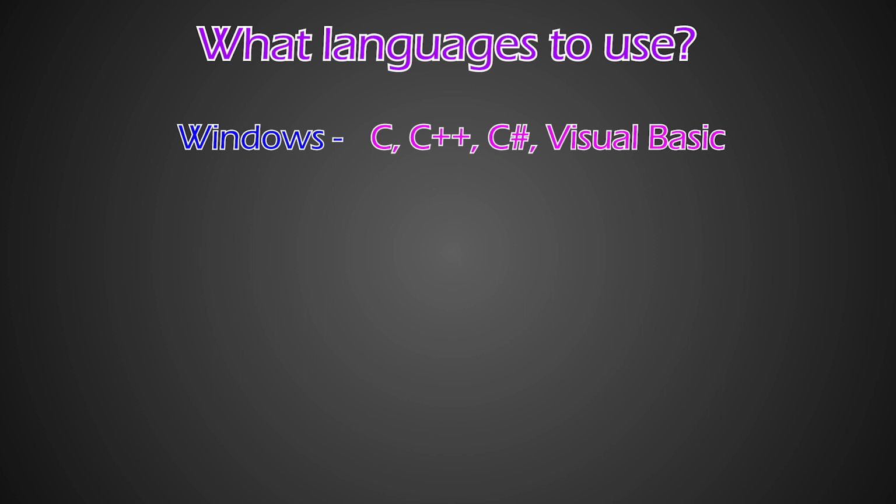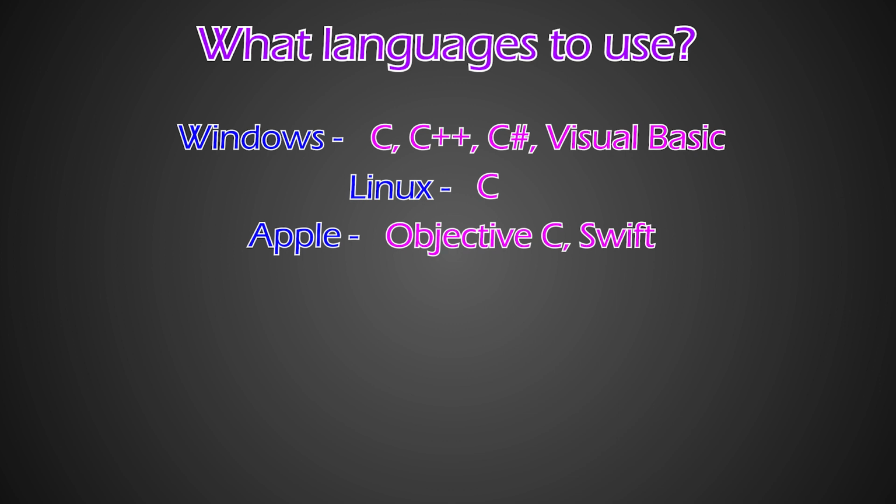So if you wanted to build a Windows application, I would highly recommend you learning C, C++, C#, or Visual Basic. If you want to build a Linux application, you would likely want to learn C. If you want to build software for Apple devices, you could use Objective-C or Swift, but I highly recommend Swift. If you're interested in making software for Android devices, you have the option of using Java or Kotlin.